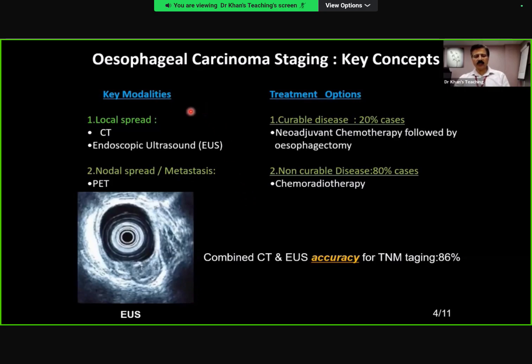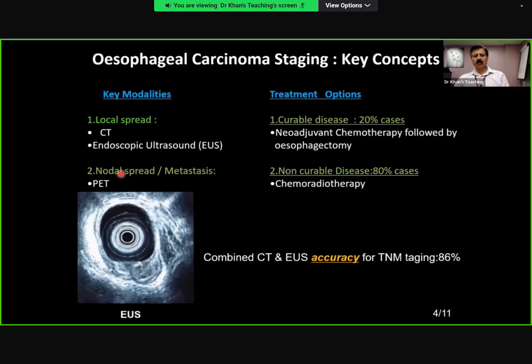Now, first of all, the key exam question is: how are you going to stage it? Your answer was absolutely perfect. For local staging, you will do a CT scan, and for T, you go back to the basic T and M staging. The best modality for T staging is an endoscopic ultrasound. Sometimes you cannot do it because the lumen is very tight. That's a different world. Otherwise, you do a CT chest, abdomen, and pelvis, and you do an endoscopic ultrasound. With that, we also do a PET scan.